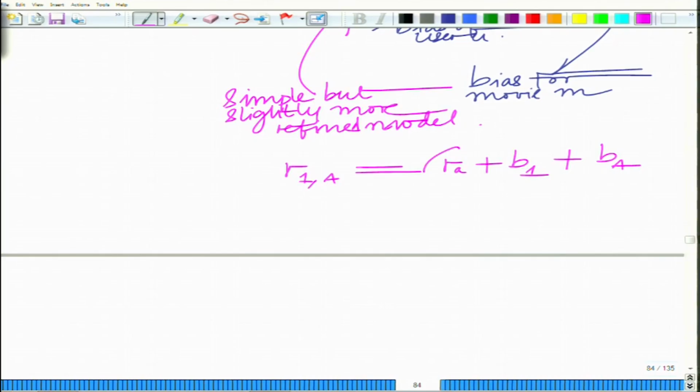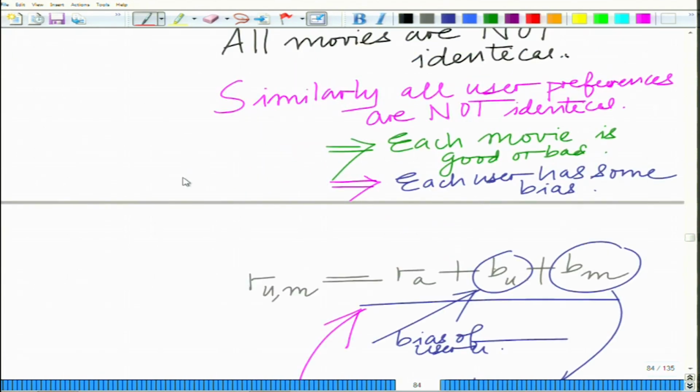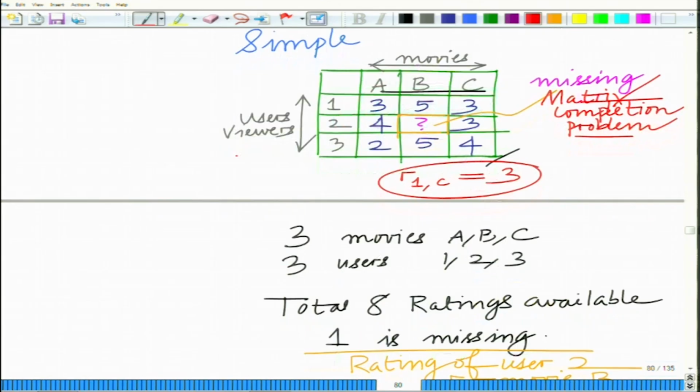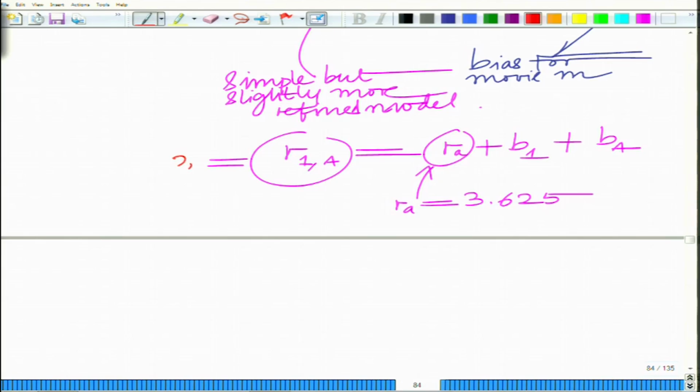Now we know what RA is. We know that RA equals 3.625, and we know R of 1A, that is the rating of user 1 for movie A. If you go back and look at our table, that should be equal to 3. Let me just check. Yes, that is indeed equal to 3, and therefore 3 equals 3.625 plus bias of user 1 plus bias of movie A.